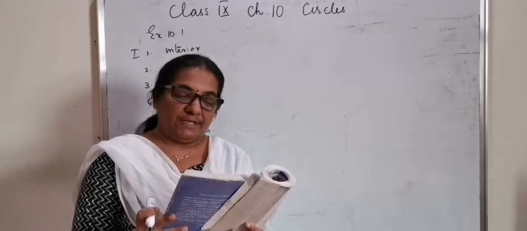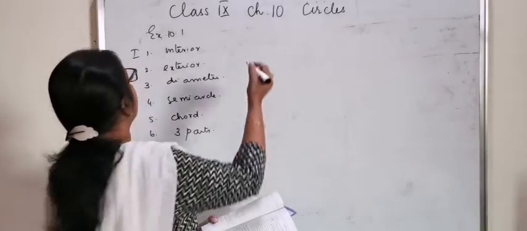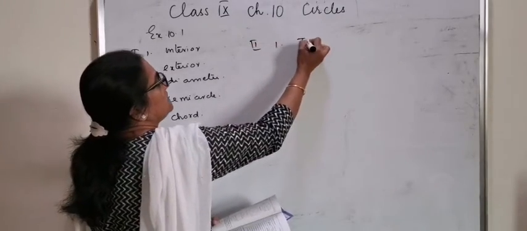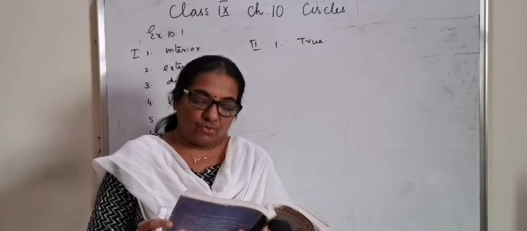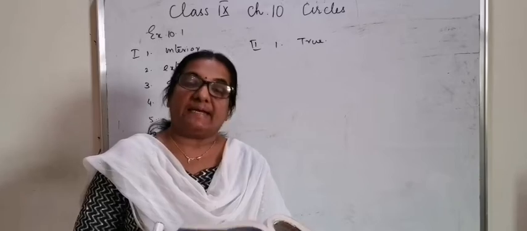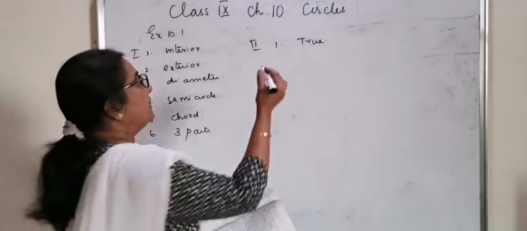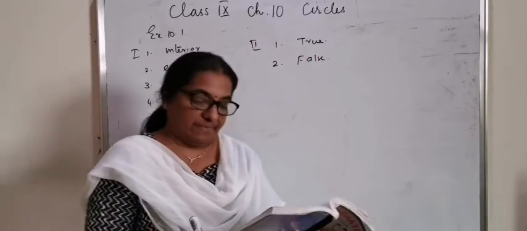Now, question number 2, true or false. Line segment joining center to any point on a circle is the radius of the circle. It is a true statement. Number 2. A circle has only finite number of equal chords. No, it can have infinite number of equal chords. So the given statement is a false statement.